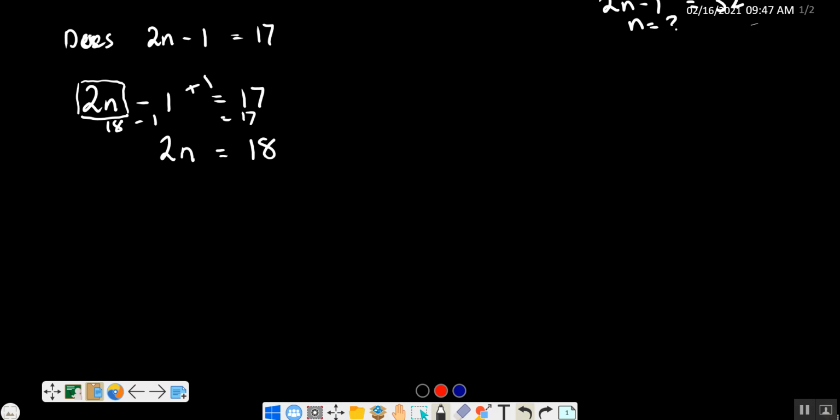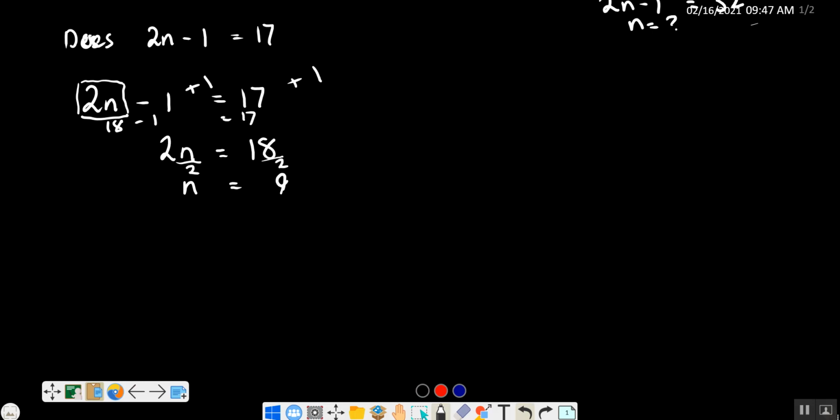So I did that by adding the 1 back on. Okay? So I've got 2n makes 18. Therefore, n must be 4. What? It's supposed to be 9, isn't it? If 2n makes 18, we divide it by 2. You don't add it up. Add what? Oh.